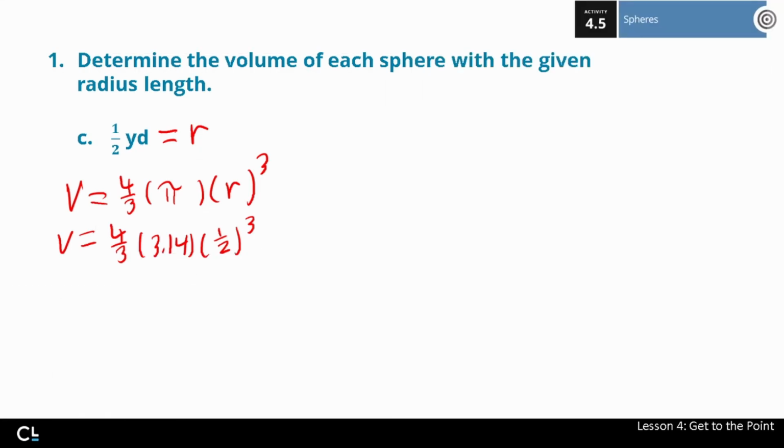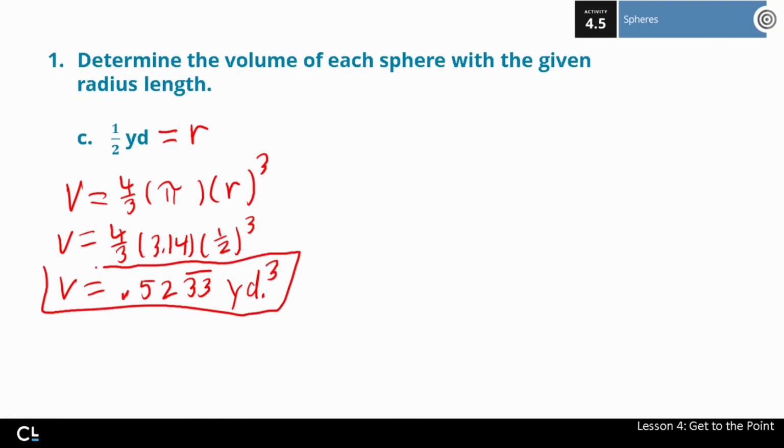We're actually going to write that whole thing. I'll show you how to write it. We do volume equals 0.5233, and you put a bar over that 33 to show that's going to go on forever. So 33 repeating. And what's our unit here? Yards cubed. Box off our answer. Awesome.